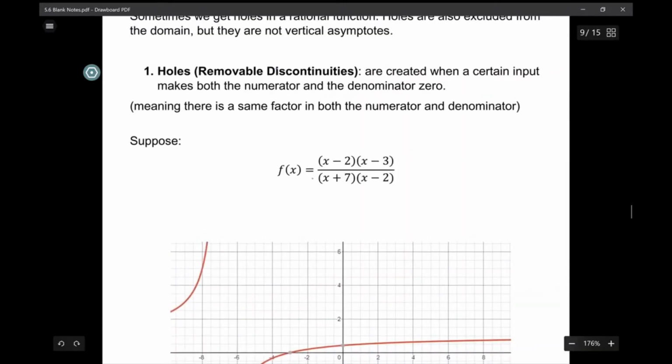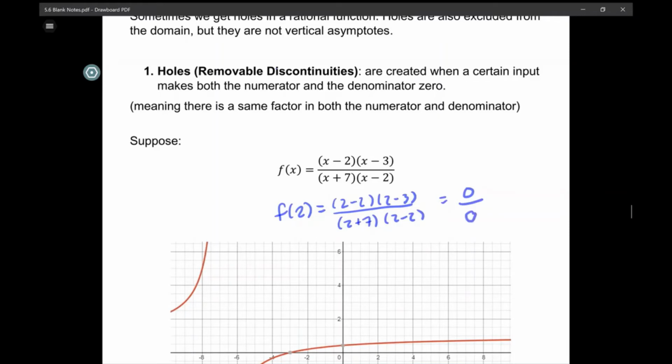All right, so if we look at this function, and we put in 2 for x, we can see that the numerator is going to be 0 when you do f of 2. So f of 2 gives me (2 minus 2) times (2 minus 3) over (2 plus 7) times (2 minus 2). Well, 2 minus 2 is 0, and 0 times anything is 0. And again, in the denominator, same. So what you end up getting if you plug 2 in there is 0 over 0.